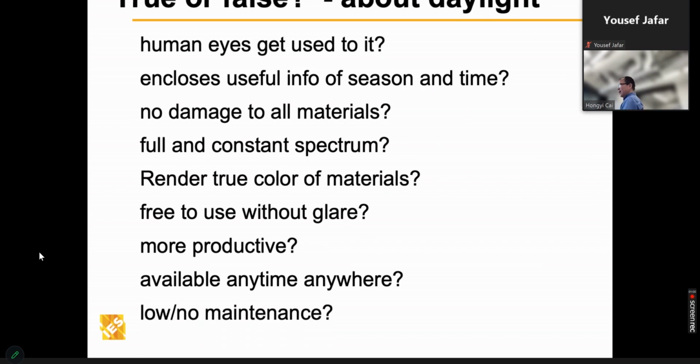Okay. Daylight has low or negative, no maintenance need. Is that true? How many of you say no? How many of you? Do you want to do maintenance for daylight? You actually need it, maintenance. For example, those daylight devices, shades, blinds, especially the movable ones, will run out of order sooner or later. You have to do the maintenance. Or even if you don't have any movable parts, like just a window, you need to clean your window from time to time, right?